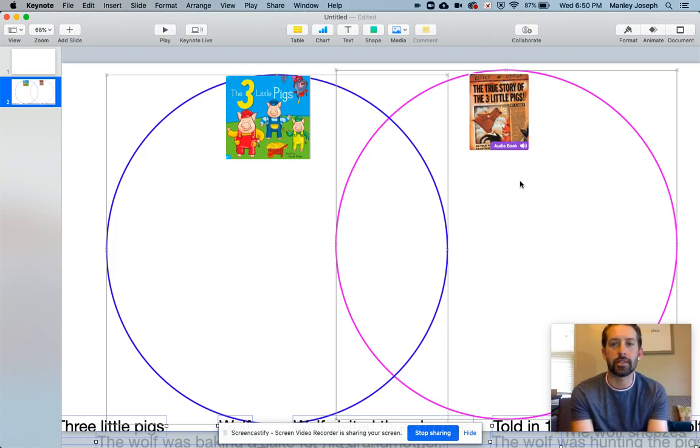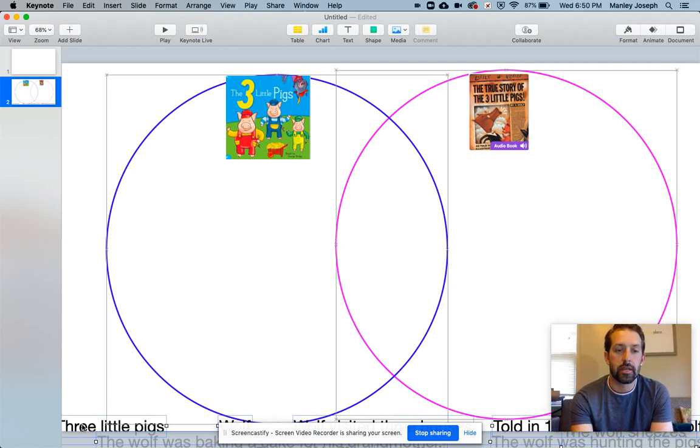You can see I've put together a Venn diagram to help us compare the classic version of the Three Little Pigs in the blue circle to the true story of the Three Little Pigs in the pink circle. Remember, when we use a Venn diagram, the things that go in the middle are elements that these two stories share. So we're comparing classic versions to fractured versions.